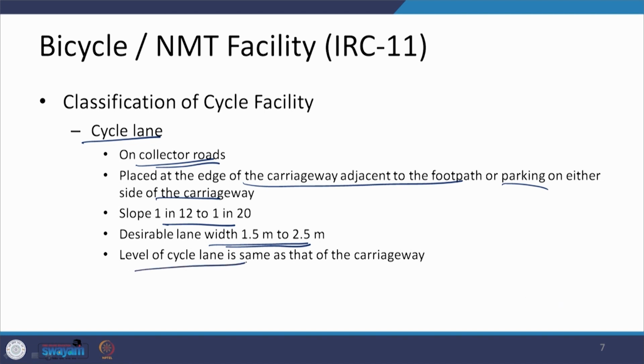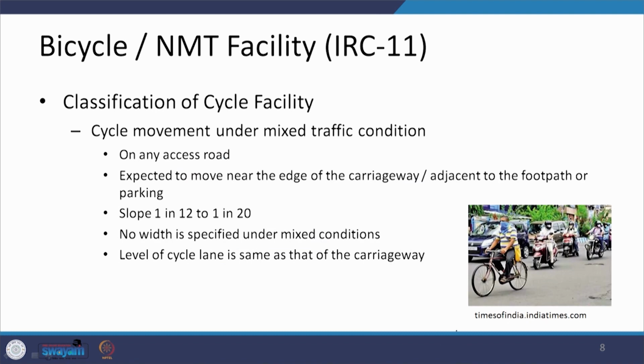and the level of this cycle lane remains the same as that of the carriageway. So, it is more of an adjacent condition which will be there even if it is marked separately on that surface. One thing which is usually found is that there is going to be the movement of the cyclists on a common surface where a lot of vehicles are there, all types of road users are using that particular space.